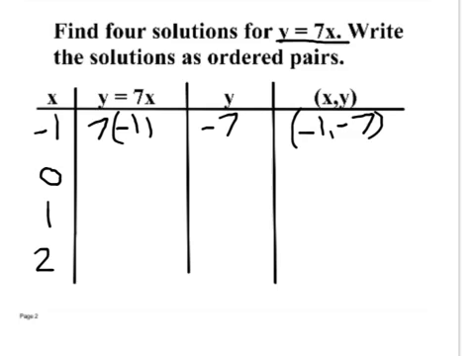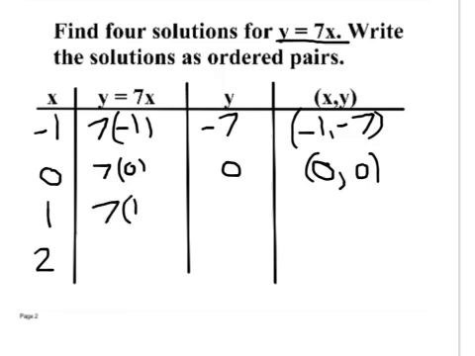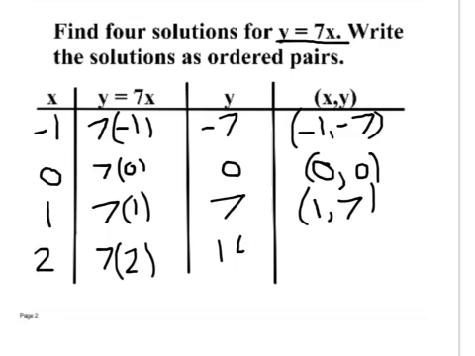So I put in 0 for x. 0 times 7 is 0. I plug in 1 for x. 7 times 1 is 7. So my coordinate is 1, 7. And I plug in 2 for x. My coordinate is 2, 14.